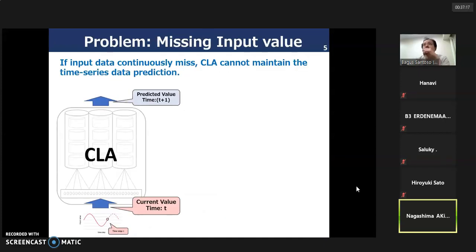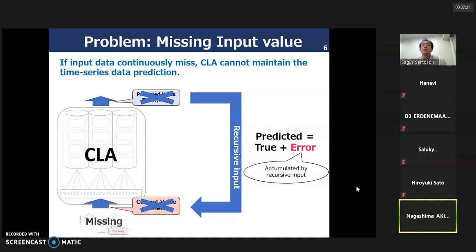In this study, we focus on the case where the input data is missing in the CLA. CLA is given the value of time step t as input, and outputs the prediction for time step t plus 1. However, when missing values are inputted, CLA is hard-pressed to predict the next time step. When the input data temporarily goes missing, CLA may maintain the prediction by inputting the prediction data instead of the real input data. However, when the input data continuously goes missing, CLA cannot maintain the prediction since the prediction errors are accumulated.